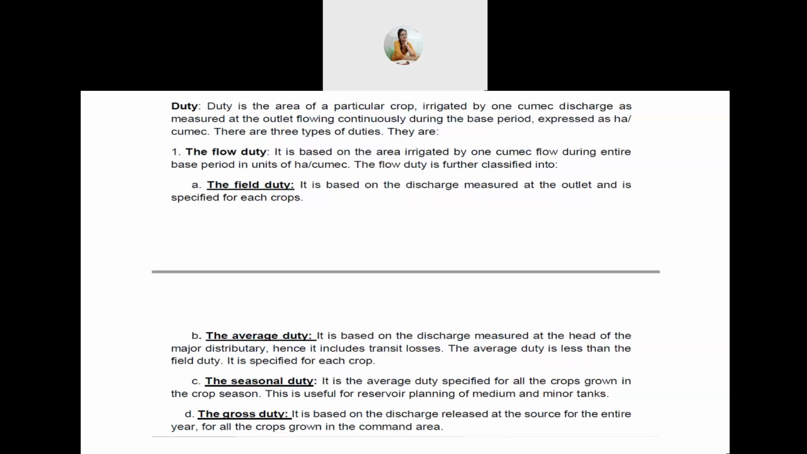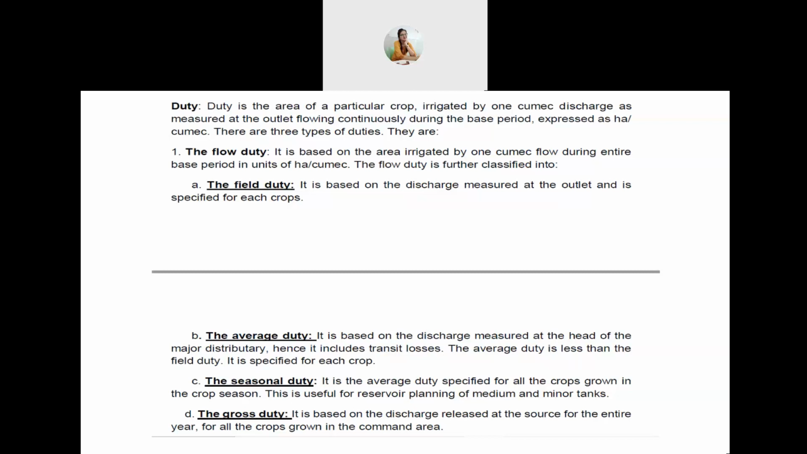The first is flow duty. So what is a flow duty? It is based on the area irrigated by 1 cumec flow during the entire base period, in units of hectare per cumec. So this flow duty is further classified into 4 more subdivisions. First one is the full duty. It's based on the discharge measured at the outlet and is specified for each crop.